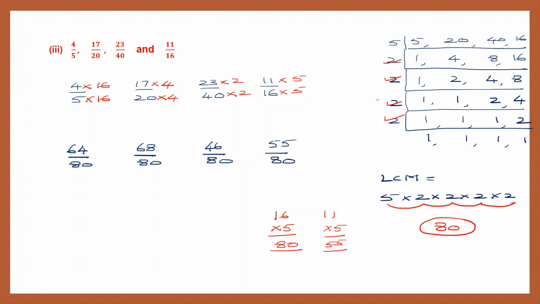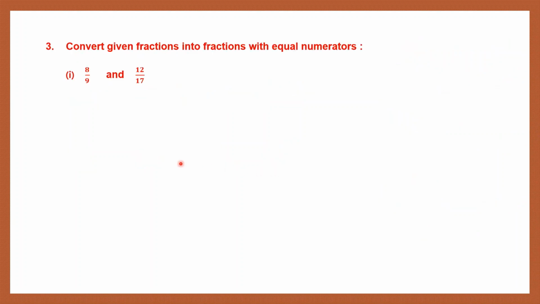So now we have our four fractions here, all having the same denominator, 64 by 80, 68 by 80, 46 by 80 and 55 by 80. Question 3. Convert the given fractions into fractions with equal numerators. This time the numerators have to be the same. So let's write down the fractions now. We have 8 by 9 and 12 by 17.